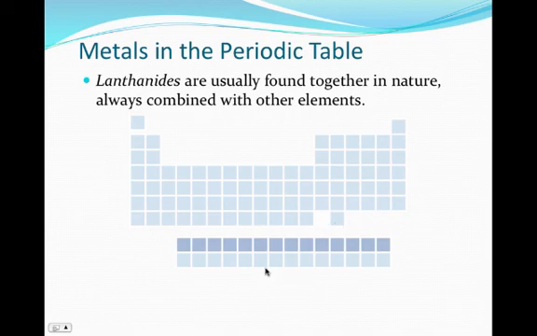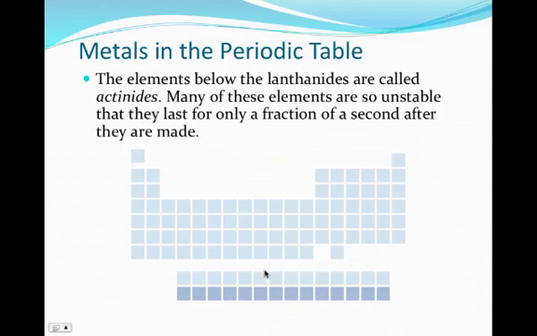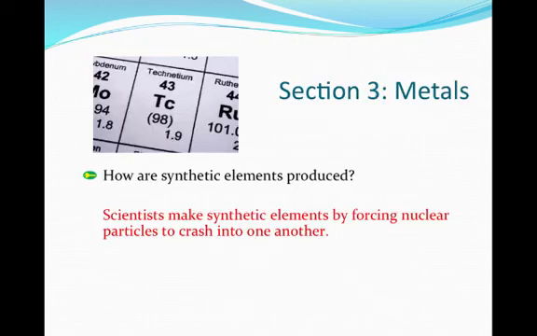Lanthanides are usually found together in nature and combined with other elements. And then the actinides, which is the row below that, are so unstable that they only last for a fraction of a second after they're made. So we have some things that you may have noticed in your periodic table in your text that were called synthetic elements. And synthetic elements, like this one here, means that they're man-made and that we produce them by forcing nuclear particles to crash into one another.